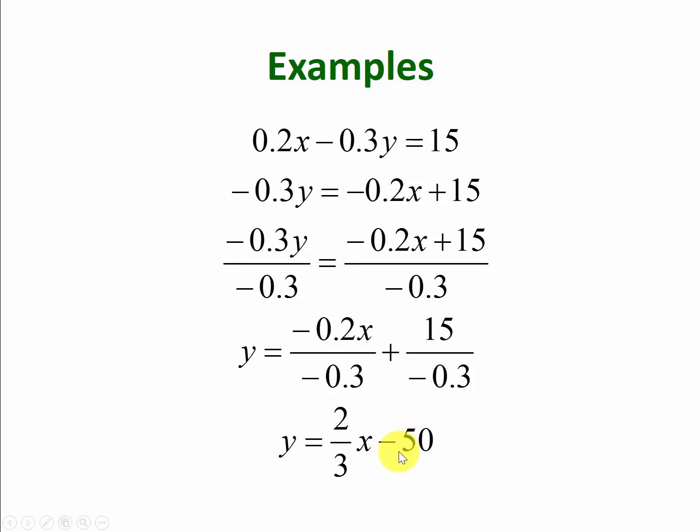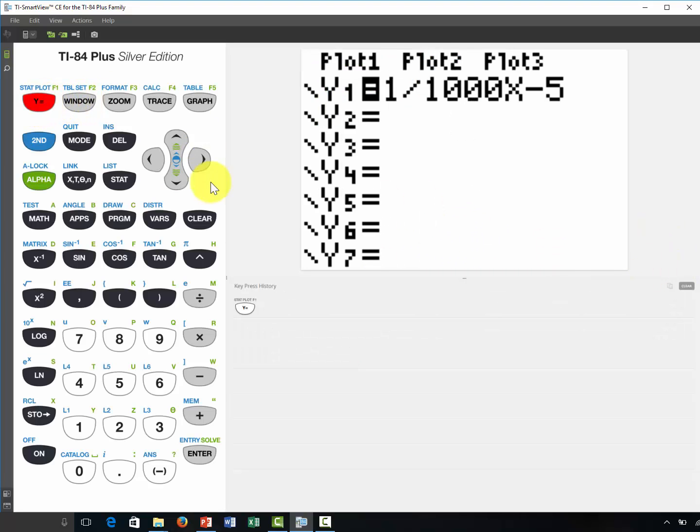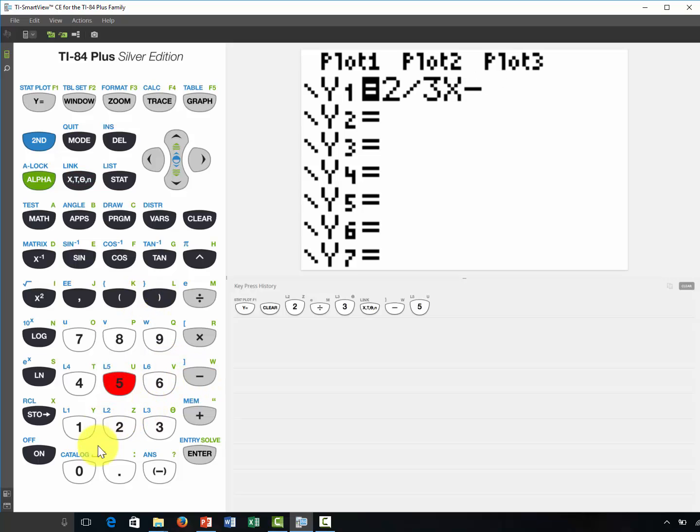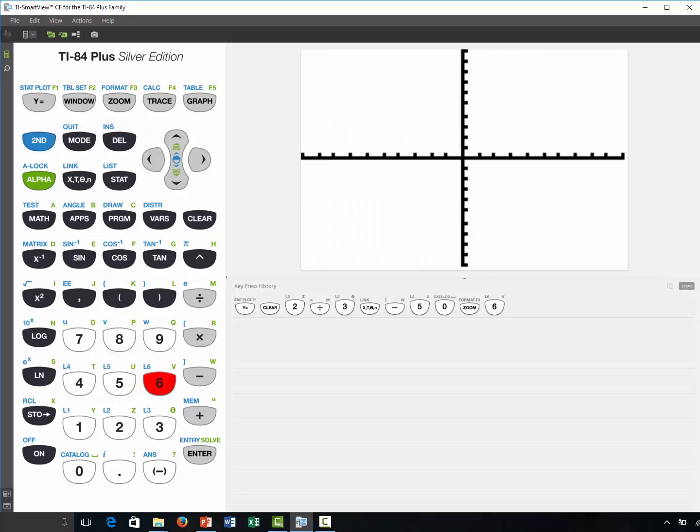Again, this is our y-intercept, -50. Our slope is positive 2/3. The rise is 2, the run is a positive 3. So let's graph this. So first, I'm going to go to the y equals. I'm going to hit the clear key. I'm going to type in my function. The slope is 2/3, 2 divided by 3. Next is x minus 50. I'm going to hit zoom and number 6, zoom standard, and we have our standard viewing window.